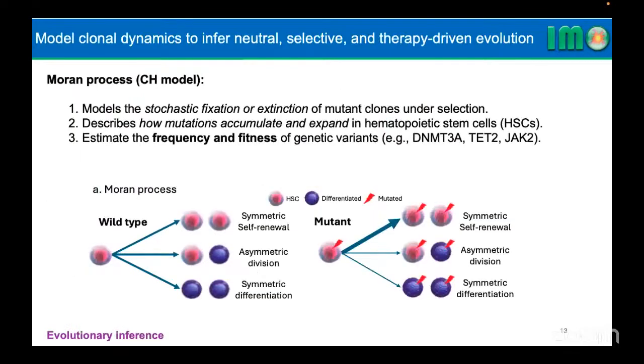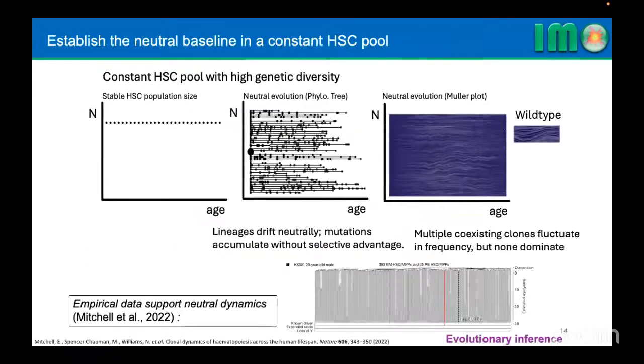We can do evolution inference using a Moran process. There could be symmetric self-renewal and asymmetric division. If there is a mutation, the symmetric self-renewal increases significantly. So I have some examples of how to use the Moran process.